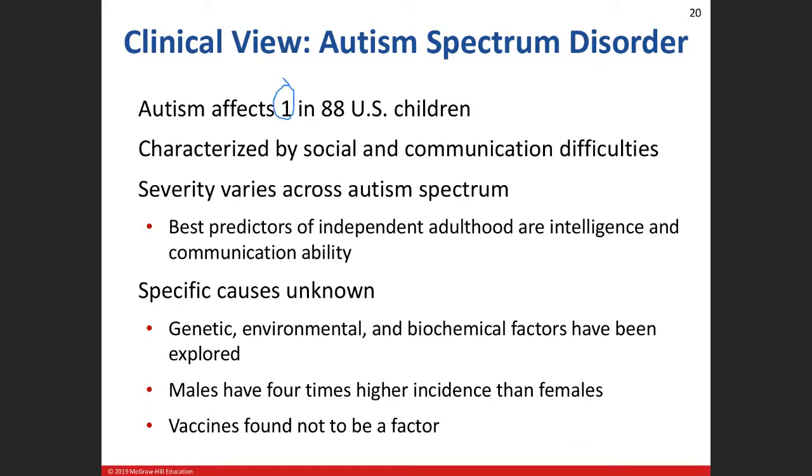1 in 88 U.S. children are affected with autism. Now, autism is a spectrum. You guys know what that means, right? It varies. You can have a high and a low, and everything in between. That spectrum ranges in severity of the symptoms. In some cases, it could just be somebody that you would look at and think, that person's just kind of socially awkward.